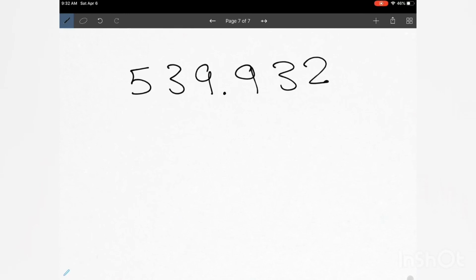Let's do one more. 539.932. I want you to tell me what this 3 is and what this 3 is. So tell me what both of the 3's are. So, like, what places are they in?